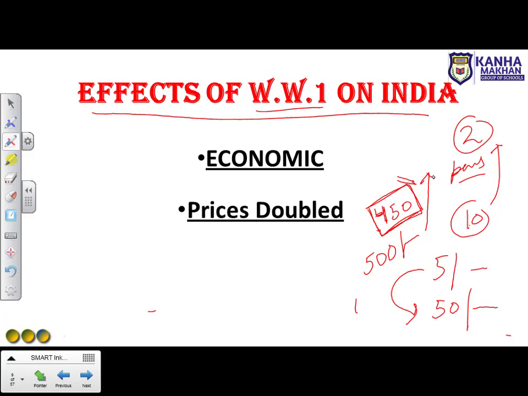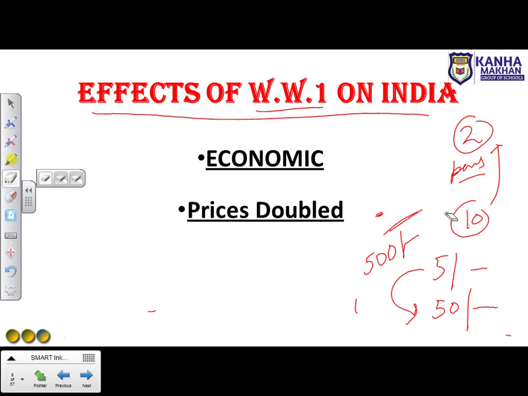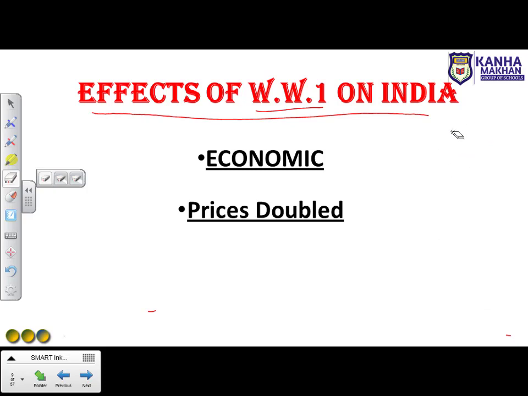So just remember this, that whenever demand is more than supply, the prices go up in the market. And because at that time the household items were quite less in number, the shopkeepers or the normal businessmen tried to double the prices. So this was the first thing that happened due to the First World War.